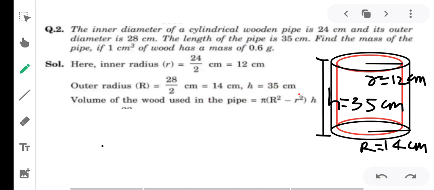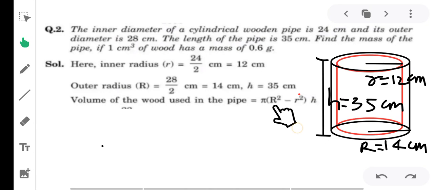यहाँ पर हम वॉल्यूम का फॉर्मूला लगाएंगे. You can see volume of the wood used in the pipe. वॉल्यूम ऑफ द वुड यानी कि इस पाइप को बनाने के लिए, this pipe is hollow, यानी अंदर से ये खाली है, but this wooden material, यहाँ पर आप देख रहे हैं, this is the surface of the pipe and it is made up of the wood. So first of all we find the volume of that wood.